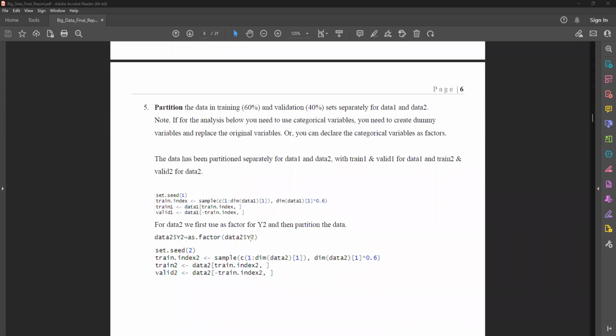So moving on to partitioning the data into 60% training and 40% validation. It has been done separately for data 1 and data 2, or simply saying we have partitioned the data specifically for Y1 analysis and Y2 analysis.